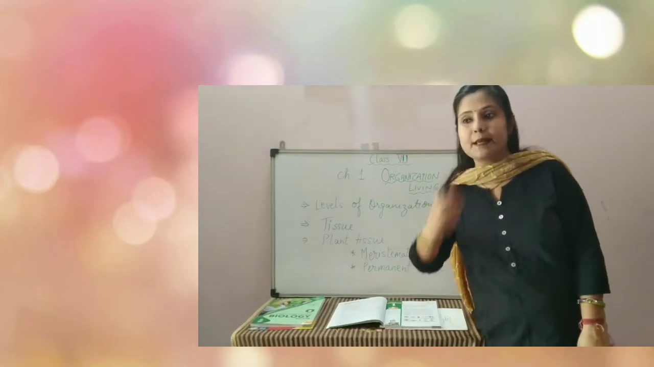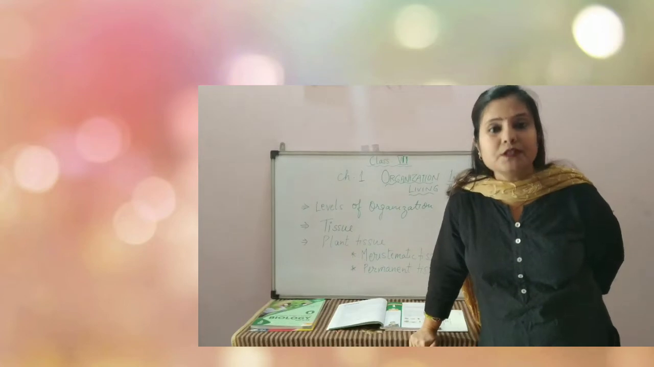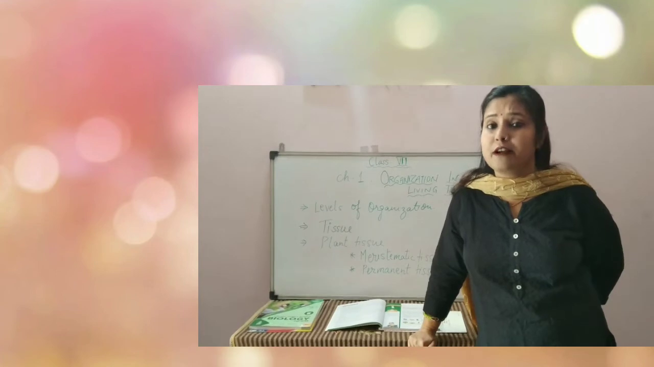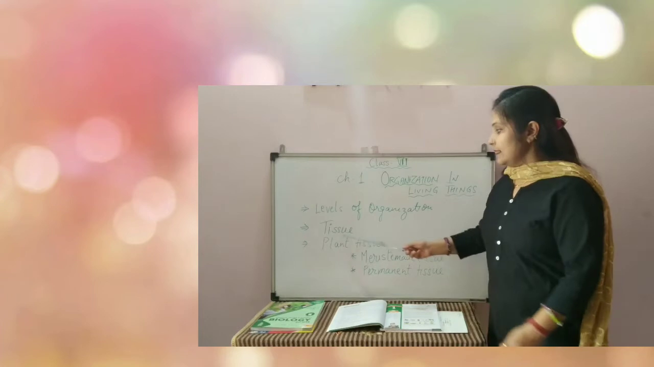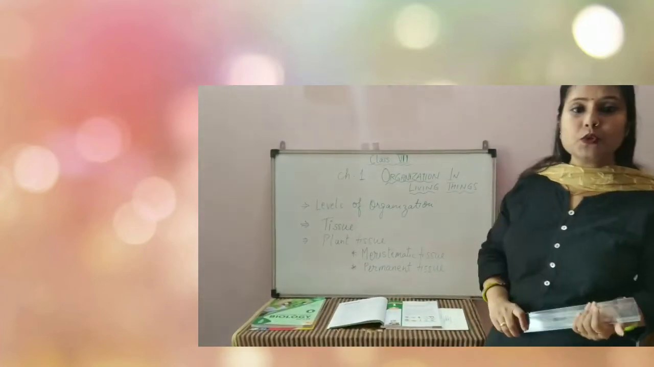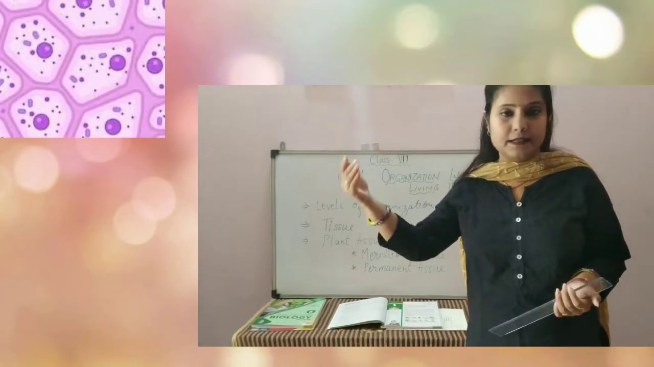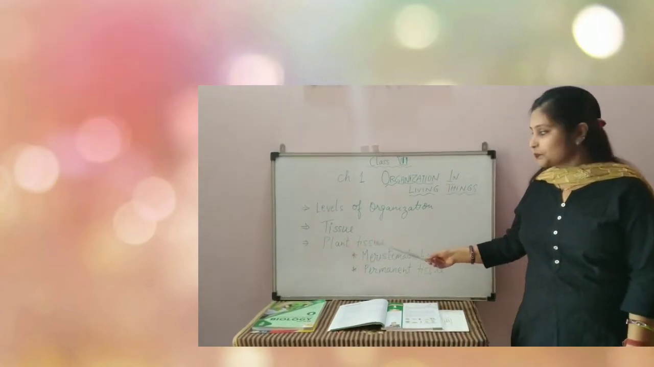Now, the second one is tissue. Tissue is a collection of cells. They unite together to do a particular kind of function, and that is tissue. The third point is plant tissue. Tissue is of two types, animal tissue as well as plant tissue. Animal tissue we will discuss in the next session. In this session, we will discuss plant tissue.